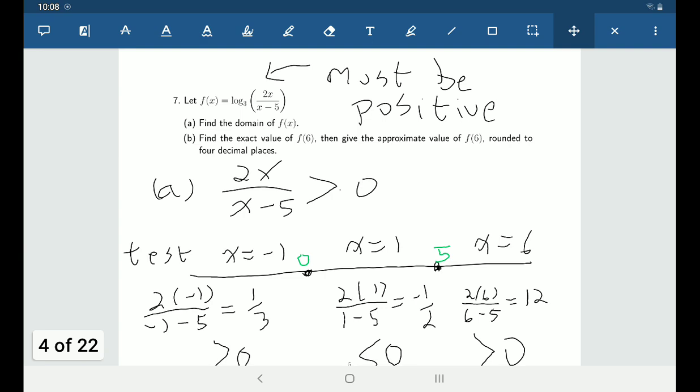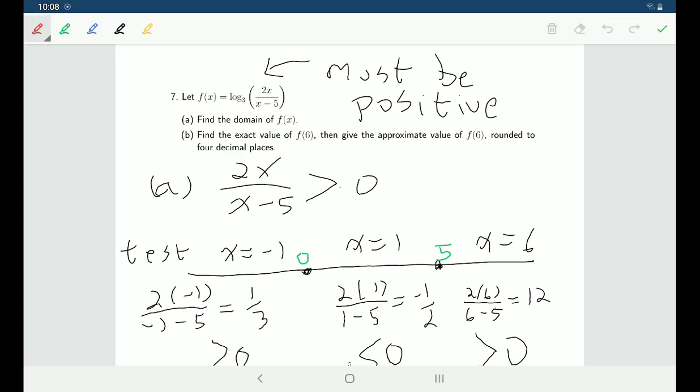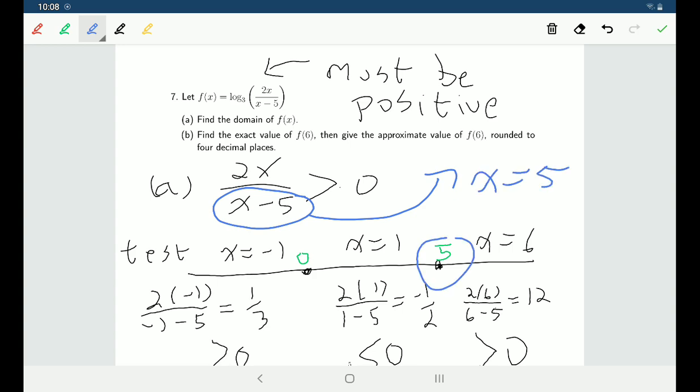For 7, we're looking first for the domain of this logarithmic function, and the key idea here is, of course, for a logarithm, they're only defined when the inside is positive. So this part, 2x over x minus 5, has to be greater than 0. So basically, we're now solving an inequality, looking for where is 2x over x minus 5 greater than 0. Remember that what we do is look for where is the numerator equal to 0, which happens to be at 0, so I put that on my number line. Then we look for where is the denominator equal to 0, and that happens to be when x is equal to 5, and so I put that on my number line.